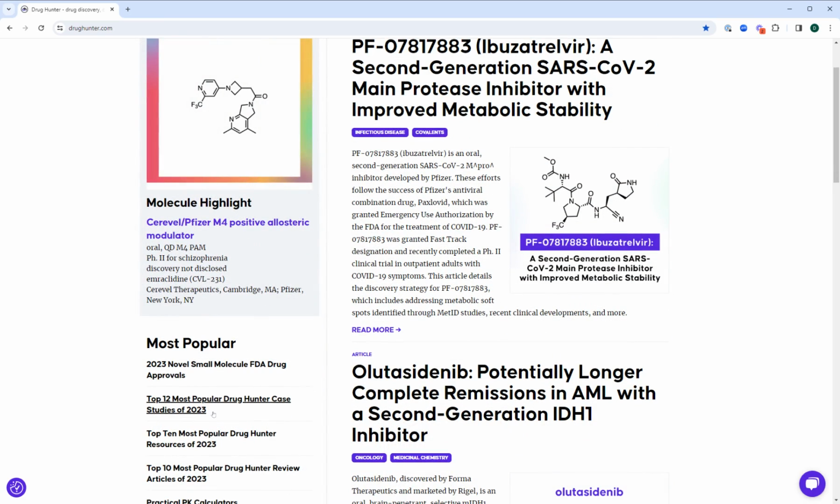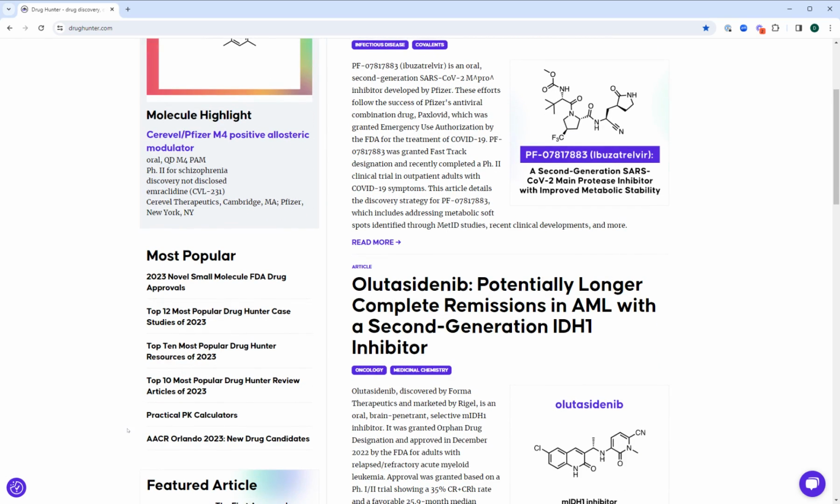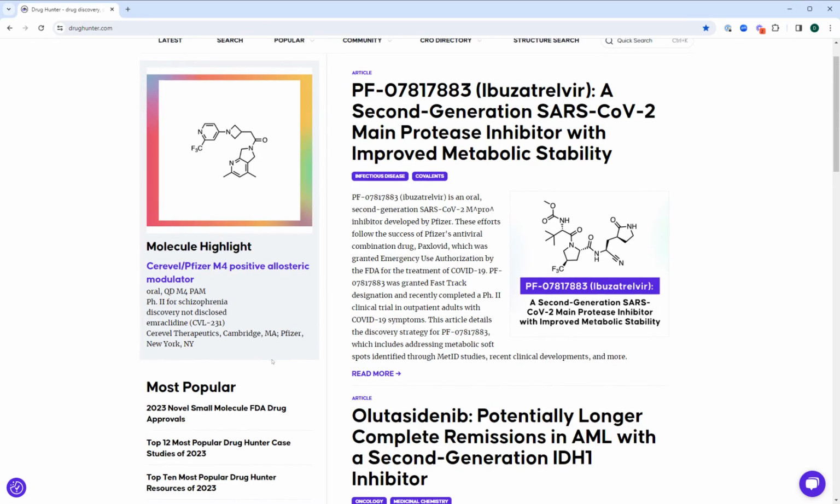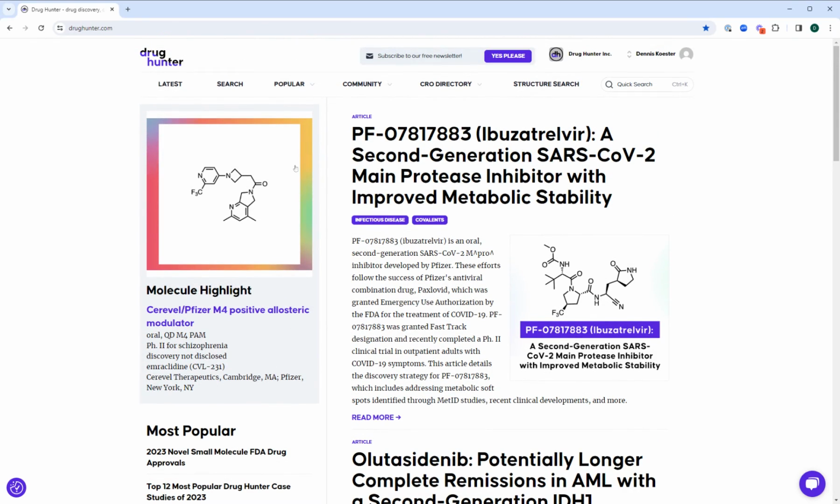Another great place to start is our most popular tab here. If you want to see what other people are reading about, we just recently did a roundup of the 12 most popular industry case studies in 2023. This is content that most of our users find very valuable. We also have resources such as a practical PK calculator that you can use to plan your PK study, and that also helps with interpreting results.